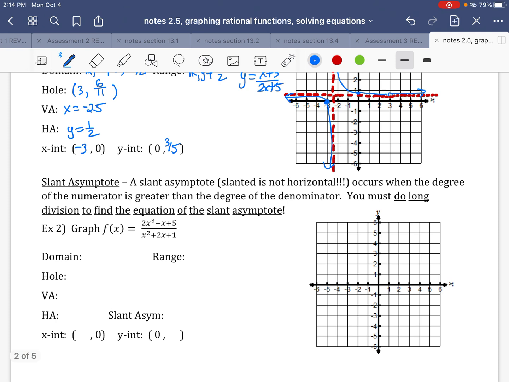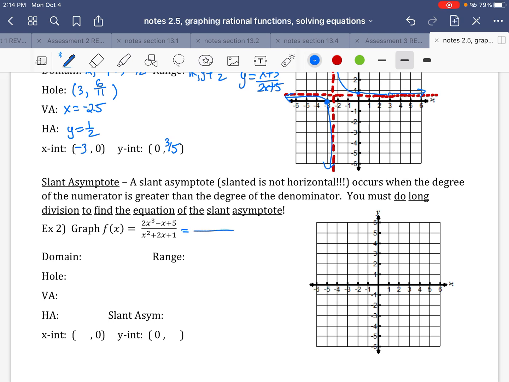All right, so next one. Sometimes you're going to have a slant asymptote. You haven't seen that before, but it's not going to be too bad. A slant asymptote is slanted, not horizontal. So when you have a slant asymptote in a problem, you're not going to have a horizontal asymptote, because you can have one or the other. Basically you do long division to figure out your slant asymptote, and I'm going to show you that. So I should try to factor everything.